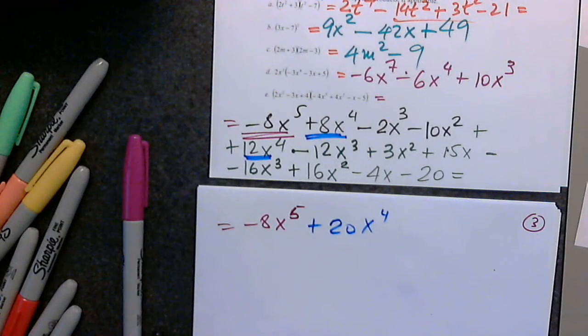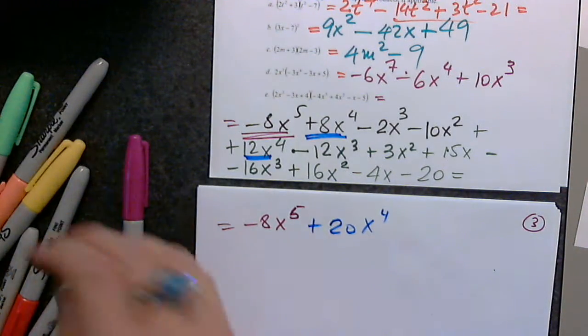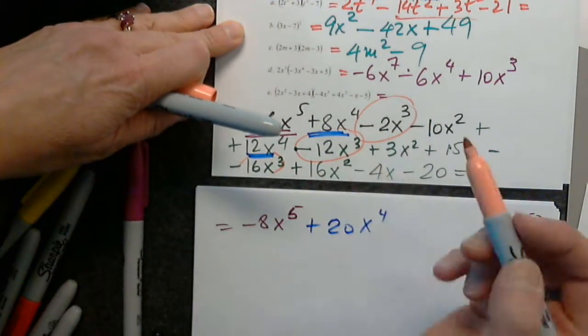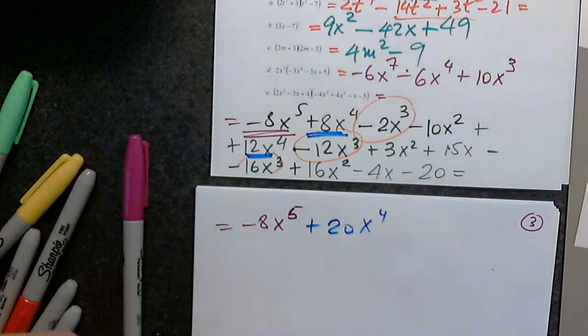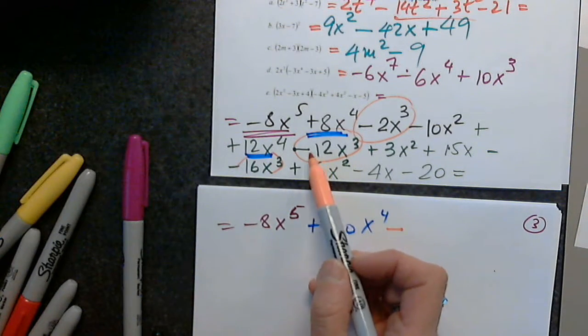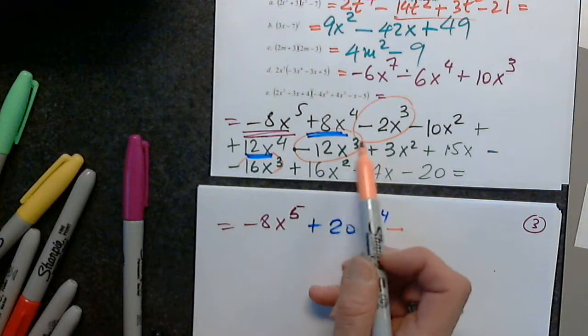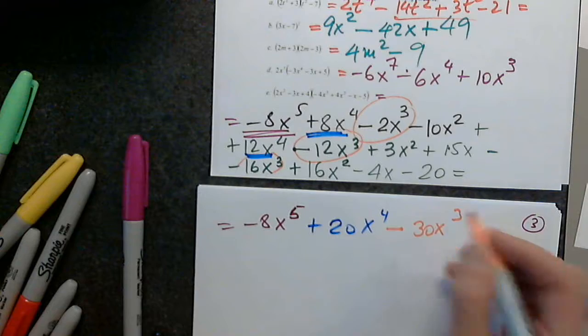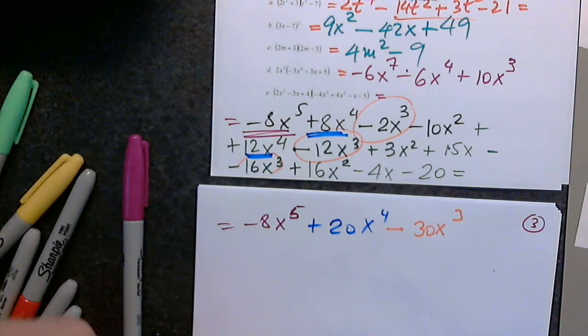Then I look at which terms? The third. Yes, very good. So then I have to look at this and this and this. All have negative. Yes, I have to write negative. And 16 and 12 is 28. And plus 2, 30x to the 3rd. Now I look at which terms?